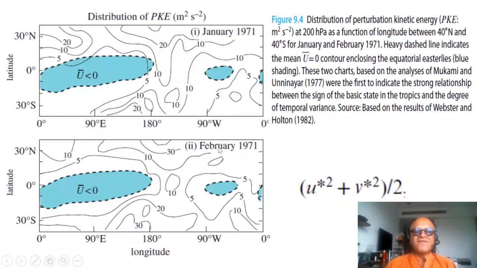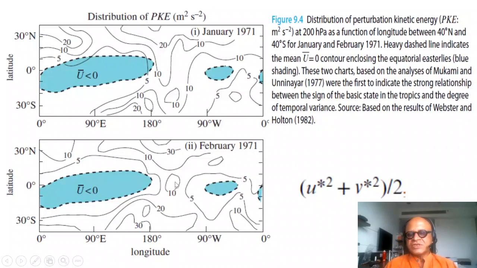And you can see that for both January and February, the perturbation kinetic energy is high in the mid-latitudes where you have lots of energetic activities. This is in the upper level at 200 hectopascal. And in the deep tropics, the easterlies block the intrusion, whereas in the westerly duct you have intrusion of the perturbation kinetic energy or increase in the upper level perturbation kinetic energy in the deep tropics.